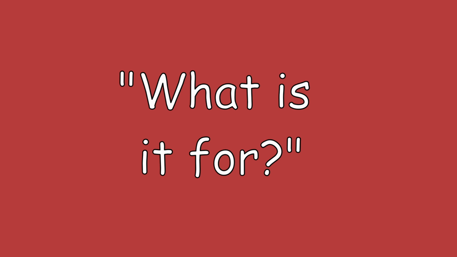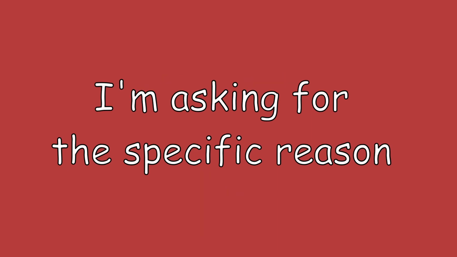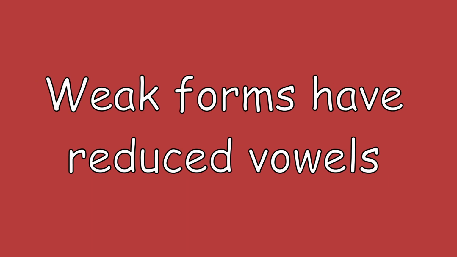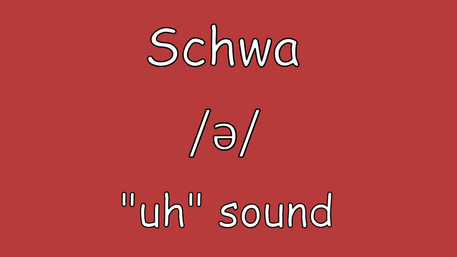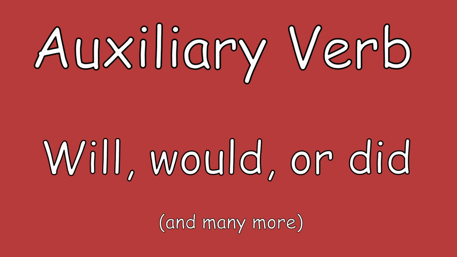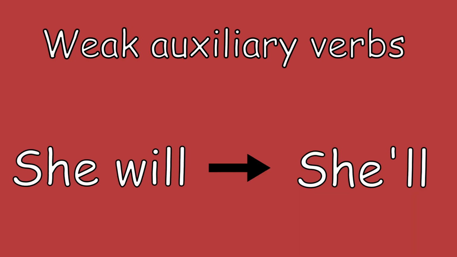So by asking, "What is it for?" I'm placing emphasis on for because I want to know the specific reason why that thing is being used. This is not the only reason that strong forms are used. Weak forms of words usually have their vowel reduced to schwa, but they can also be contracted if they are an auxiliary verb such as will, would, or did. She will becomes she'll, she would becomes she'd, and so on and so forth.